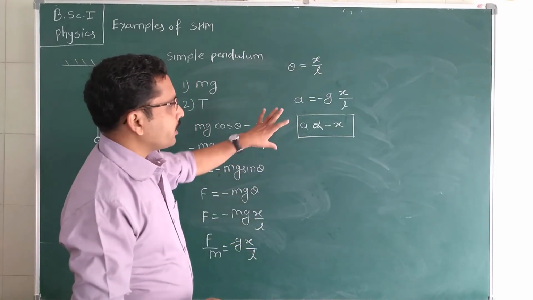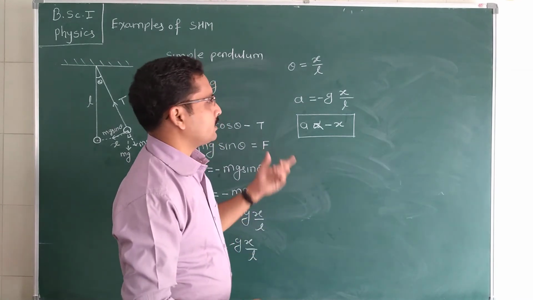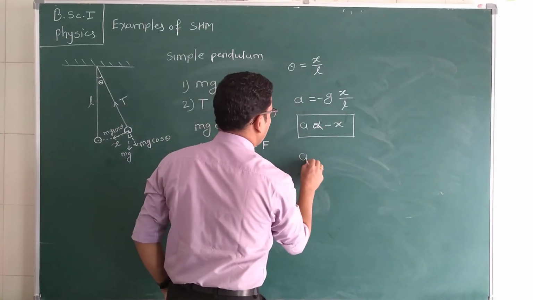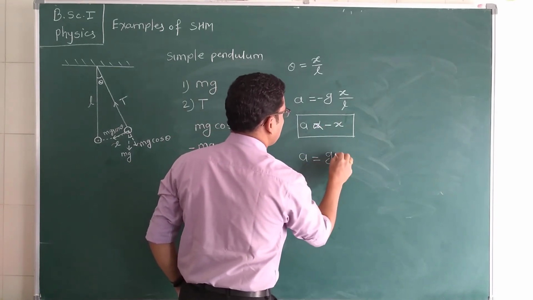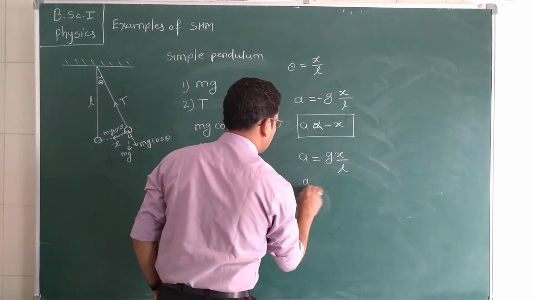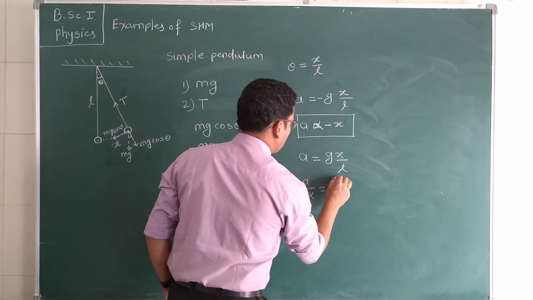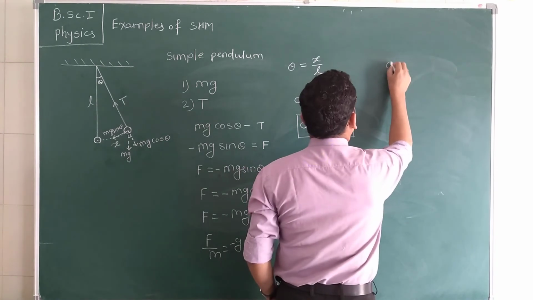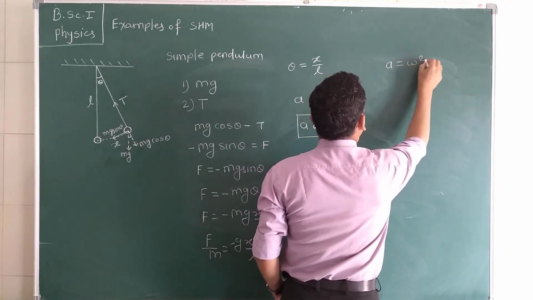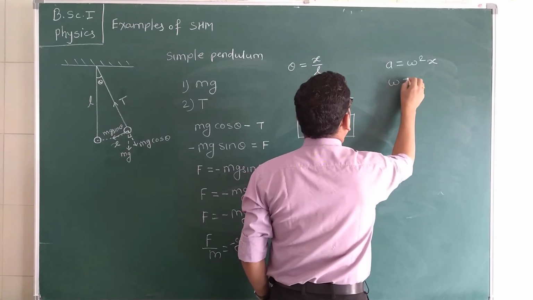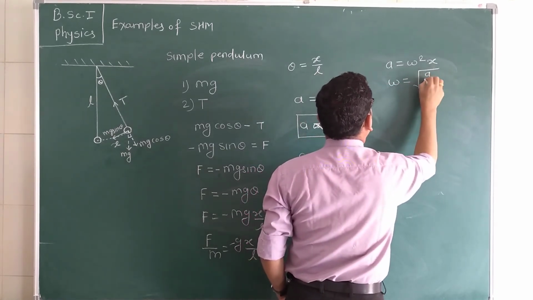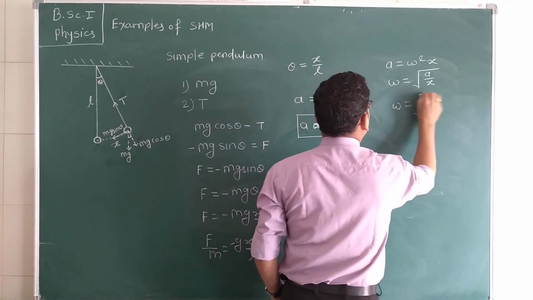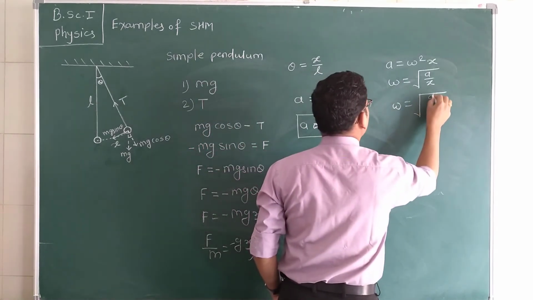Okay, now we are going to find out the time period of this simple pendulum. We know that from this equation, a is equal to, if we take the magnitude, g into x upon L, or a upon x is equal to g divided by L. But from the first equation we know that a is equal to omega square x. So omega is equal to under root of a upon x, which is equal to under root of g upon L.